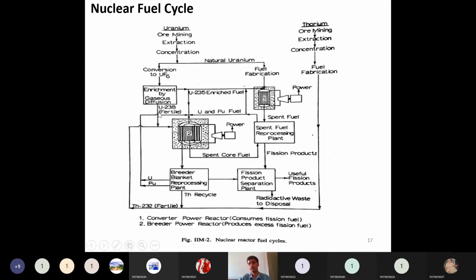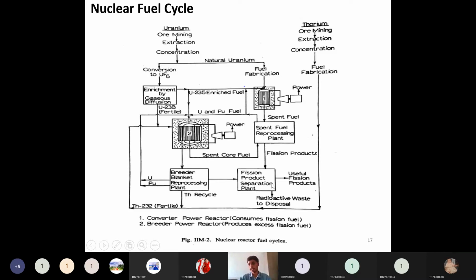If it is a fertile fuel, it has to be sent to reactor number 2, where it has to undergo many processes inside, and only then can it generate power in excess of the fission fuel. After fuel generation, there will be a lot of spent fuel, spent uranium products. That will be sent to the spent fuel reprocessing plant.